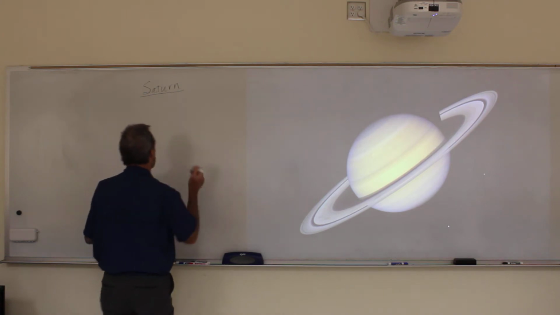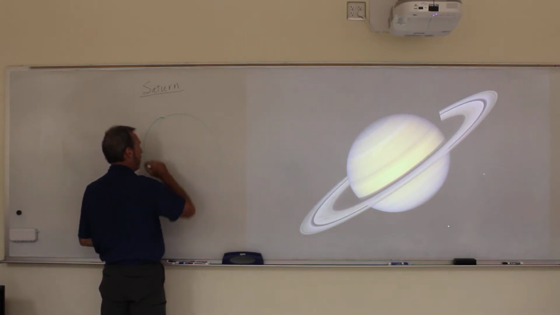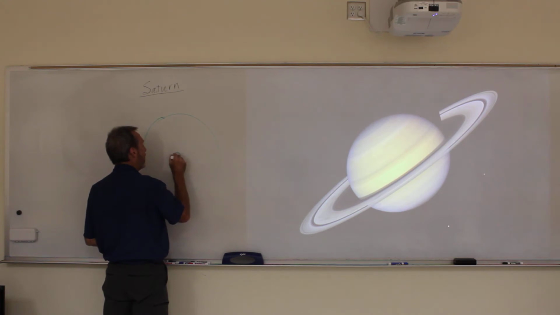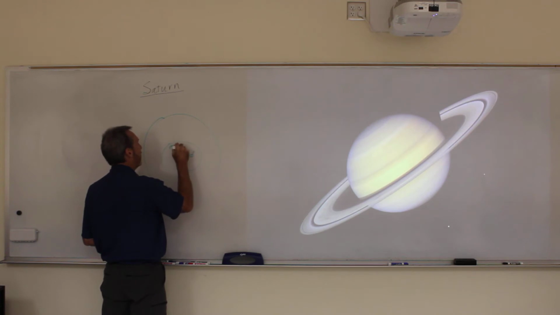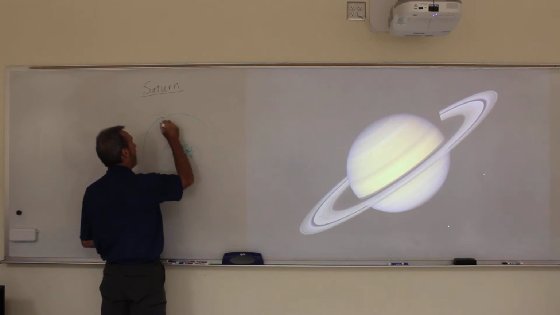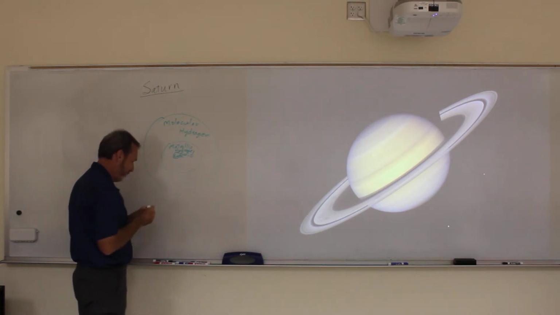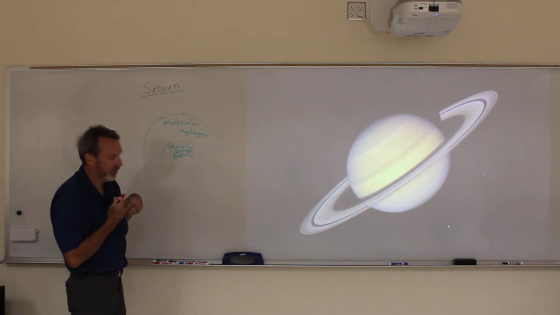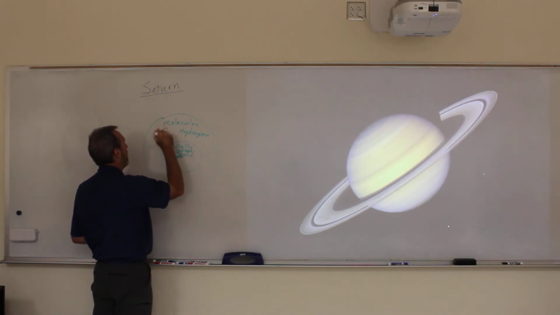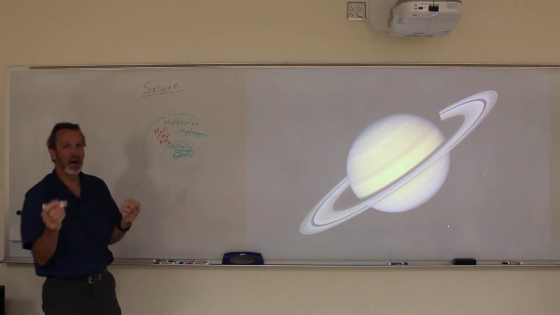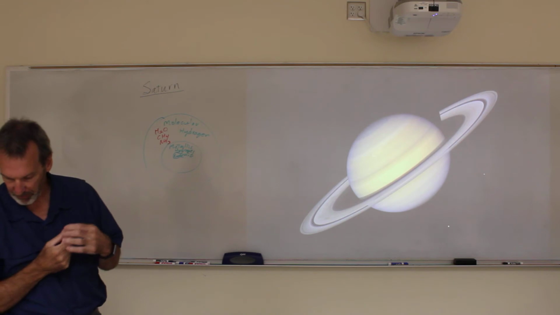If we look at the interior structure of Saturn, it's very similar to Jupiter. You have a small, solid core in here. Then you have a metallic hydrogen layer, and then you have this molecular hydrogen layer. And those same molecules that we saw in Jupiter are in Saturn because it's made of the same stuff. So we see water, methane, ammonia, ethane, all of which have hydrogen in different levels.